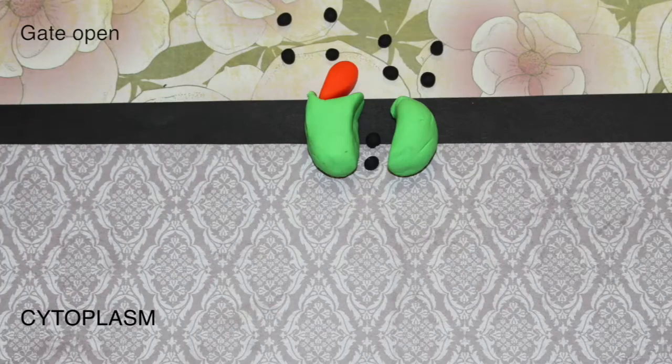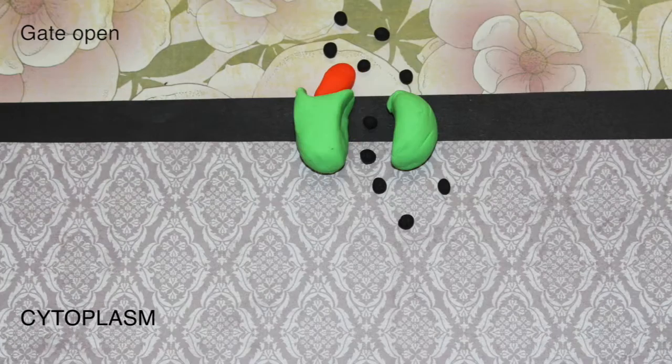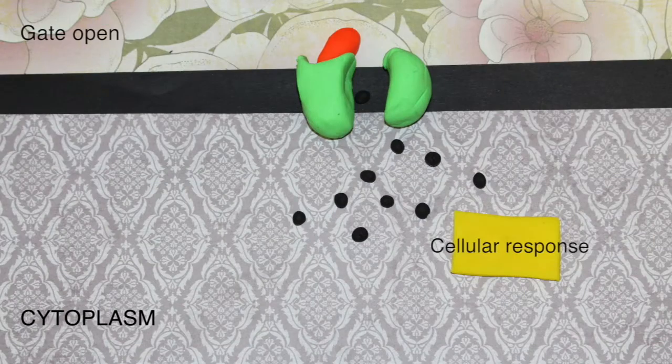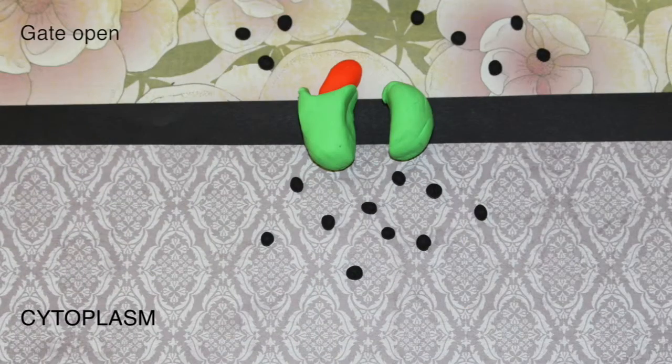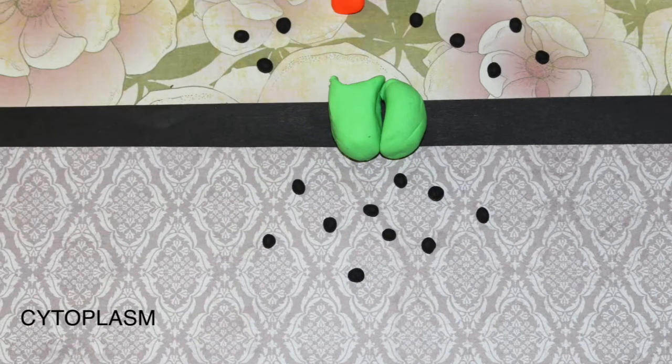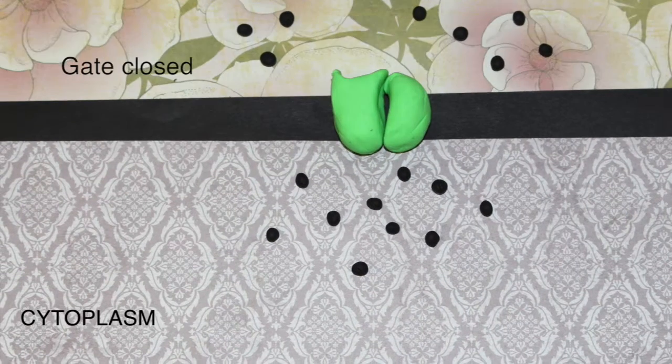Once the ligand binds to a receptor, the gate is opened, allowing specific ions to flow into the cell, which produces a cellular response. After the ligand dissociates from the receptor, the gate closes, blocking further ions from entering the cell.